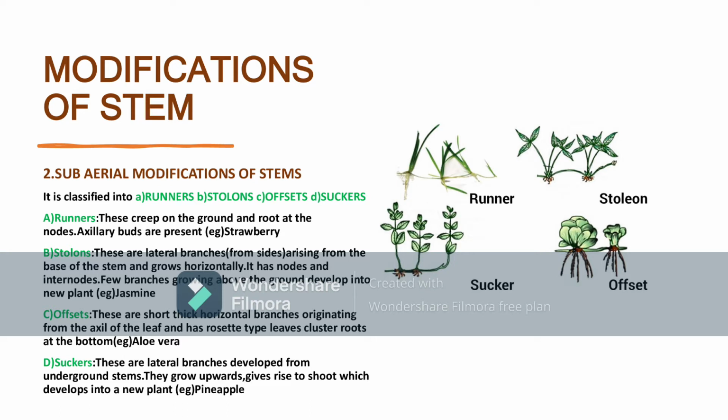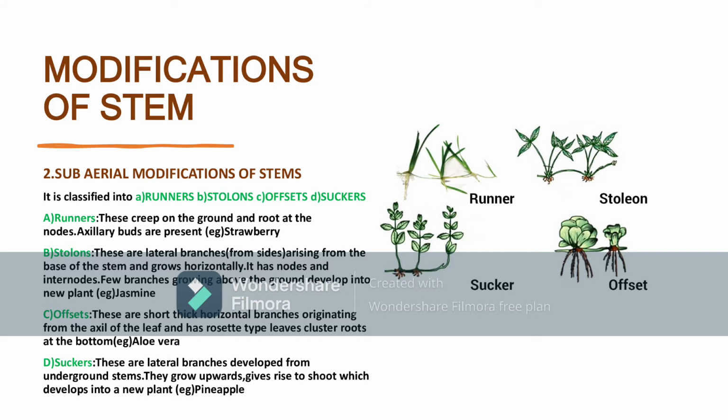First we'll see about the runners. These creep on the ground and root at the nodes. Axillary buds are present. Example strawberry. Stolons. These are lateral branches arising from the base of the stem and growing horizontally. It has nodes and internodes. Few branches growing above the ground develop into new plants. Example jasmine.